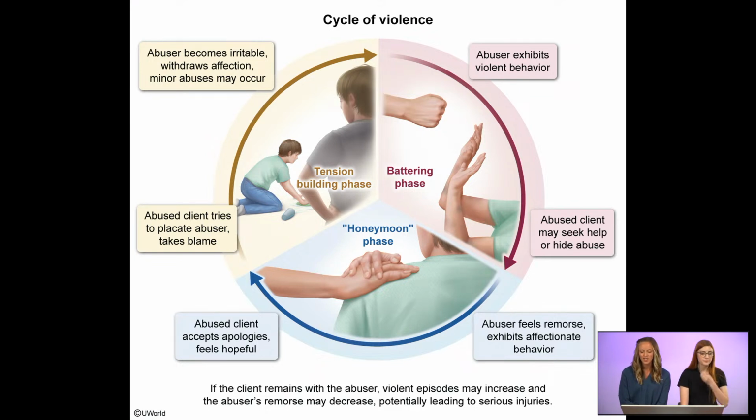And then next, it might turn into the battering phase, which is when they have physical, economic, sexual, or emotional abuse. Those things tend to happen, and they may seek help as a result or hide from the abuse. And then lastly, the honeymoon phase, where the abuser feels remorse and attempts to make the abused client feel better. And usually they accept the apology. If not, then the cycle can end and they can hopefully seek help before this phase begins.